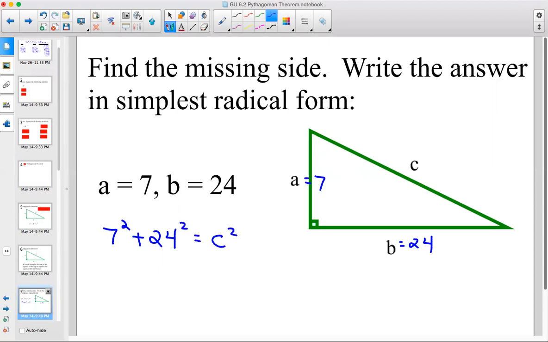Having a calculator handy is helpful. 7 squared plus 24 squared, I get 625. So 625 equals c squared. To get our final answer, I need to take the square root of both sides. And this is where simplifying our radicals is going to come in handy. I know that this cancels out the square part and the square root part, so I'll get c equals. Then I have to simplify radical 625. Well, that's a perfect square. 625 is? Yeah, it's 25.